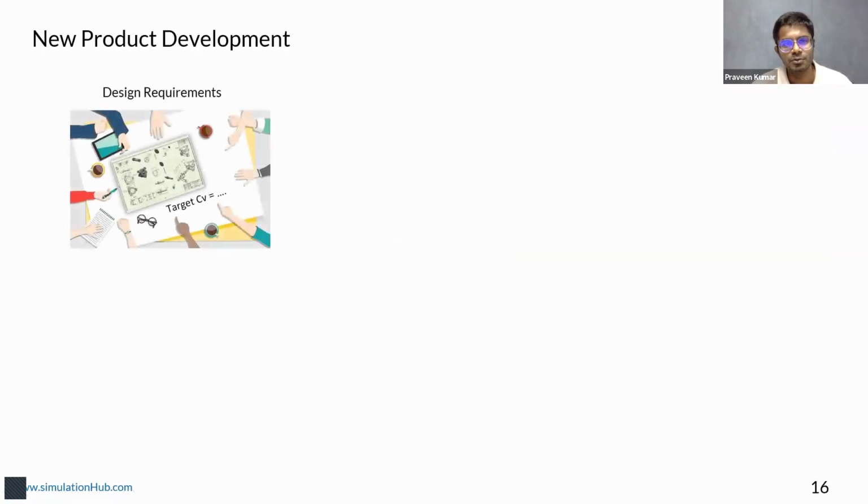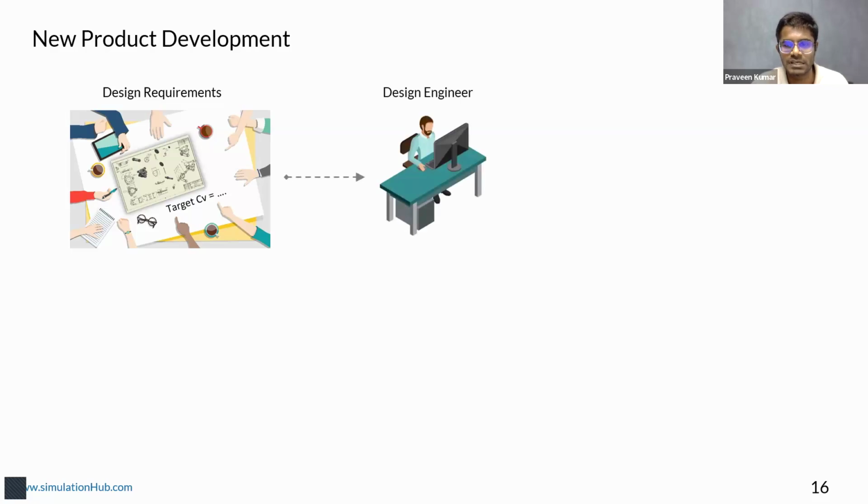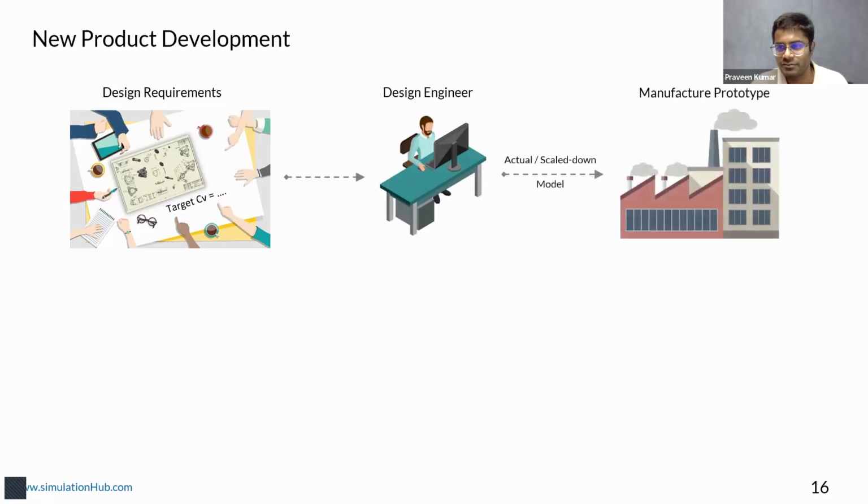So what happens in a new product development is a design requirement comes, and they have a target CV based on the competitors or the actual requirement of the job, a custom requirement. So they have a design target. This is the flow capacity we need to achieve through this design. So the design engineer, using his previous skills and past experiences, designs the valve and it is manufactured.